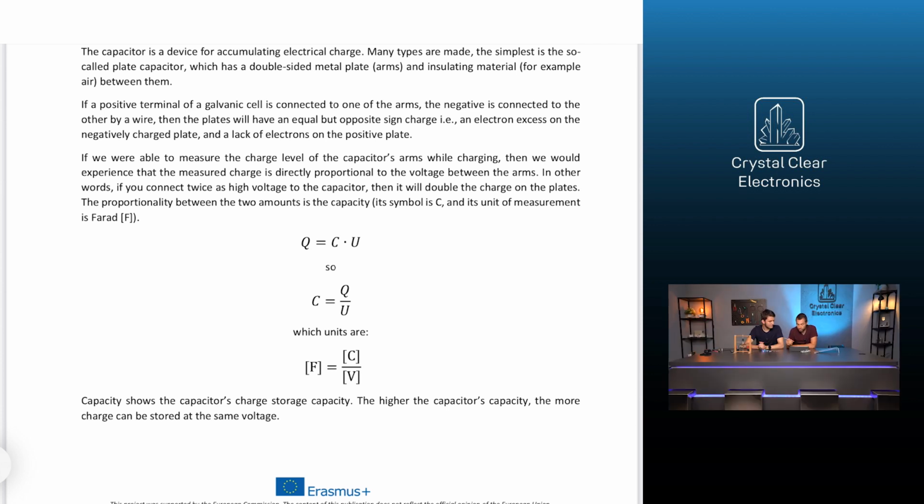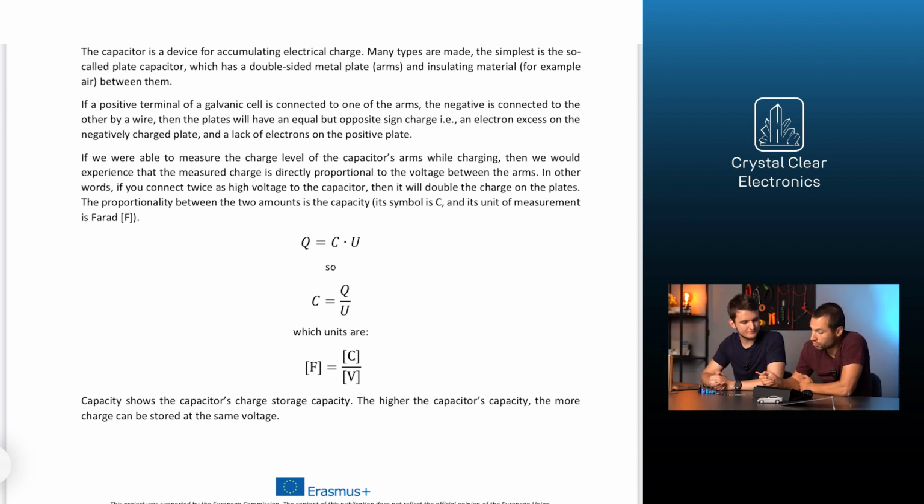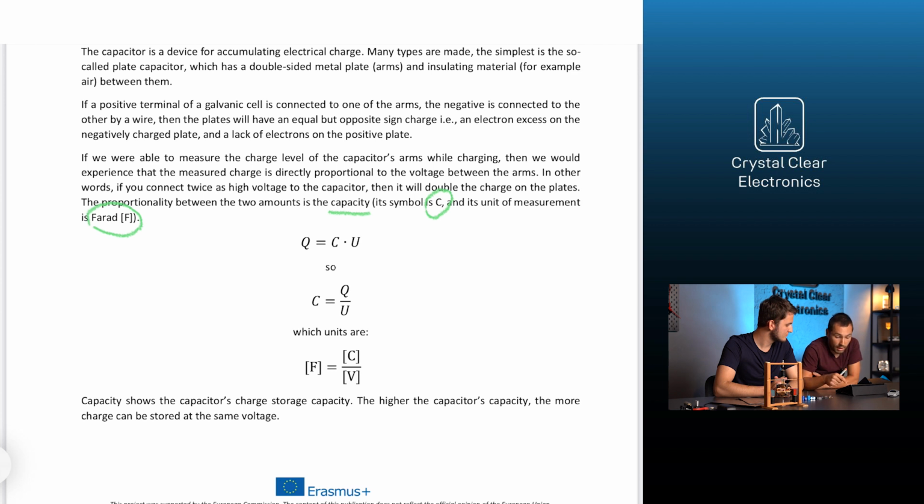In other words, if you connect twice as high voltage to the capacitor, then it will double the charge on the plates. The proportionality between the two amounts is the capacity, its symbol is capital C, and its units of measurement are farads with capital F.